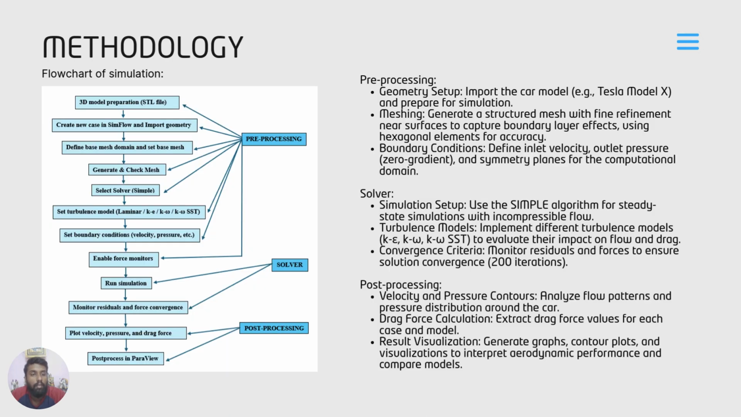For the next part is methodology. As we can see, there is a flow chart for the methodology. It starts from 3D model preparation, create new case, define base mesh, generate mesh, select solver which is SIMPLE, set turbulence model, set boundary conditions, velocity and pressure, enable force monitors, run simulation at 200 iterations, monitor residuals and force convergence, plot velocity, pressure and drag force, and then the post-processing. So there are three main steps: pre-processing, solver, and post-processing.